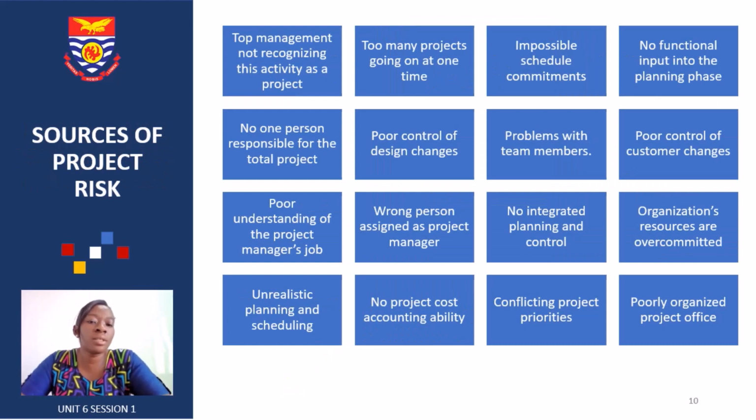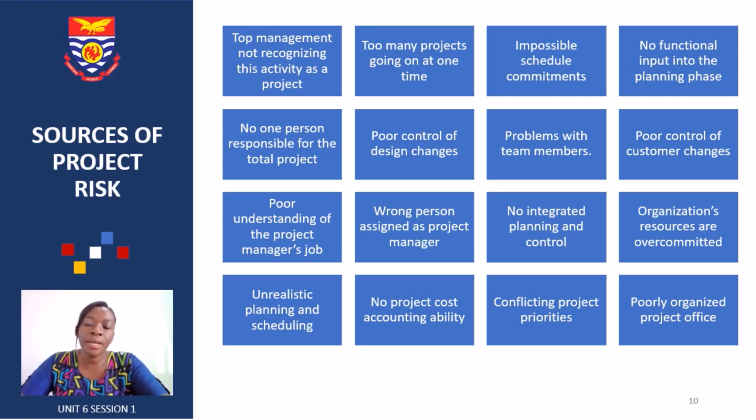So some of the common sources of project risk: one, top management not recognizing the activity as a project. Sometimes they are introducing something new or working on something new and they don't see it as a project. They think it's a normal activity. That can also bring some risk in there. Too many projects going on at the same time. We have it a lot. Before you realize, a lot of things are going wrong. Impossible schedule commitments can also be a challenge.